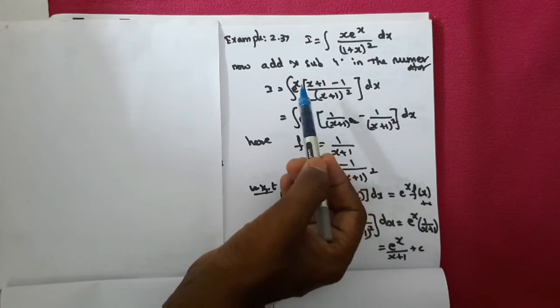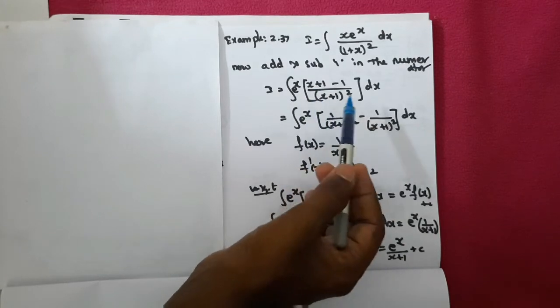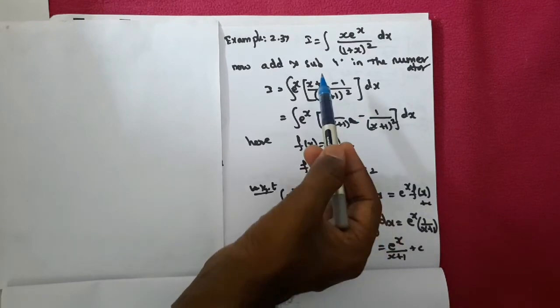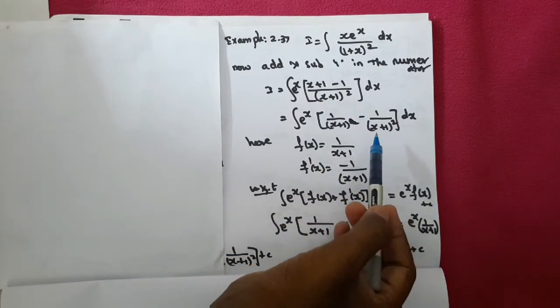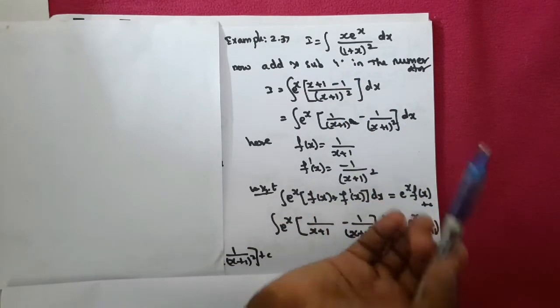And when you divide x plus 1 by (x plus 1) whole square, one x plus 1 cancels. So 1 by x plus 1, then minus 1 by (x plus 1) the whole square, 1 plus x or x plus 1, both are the same, the whole square into dx.